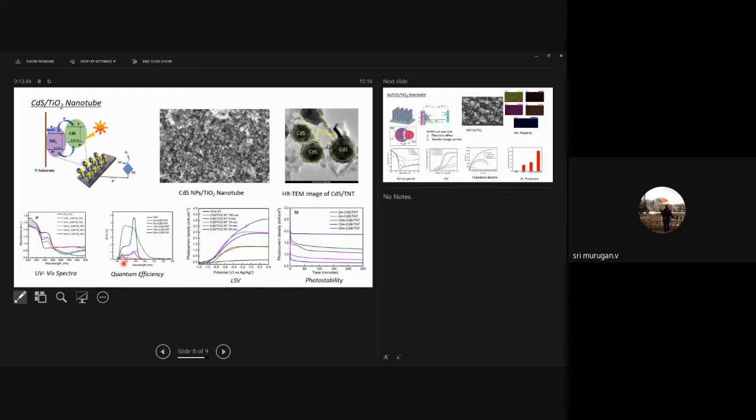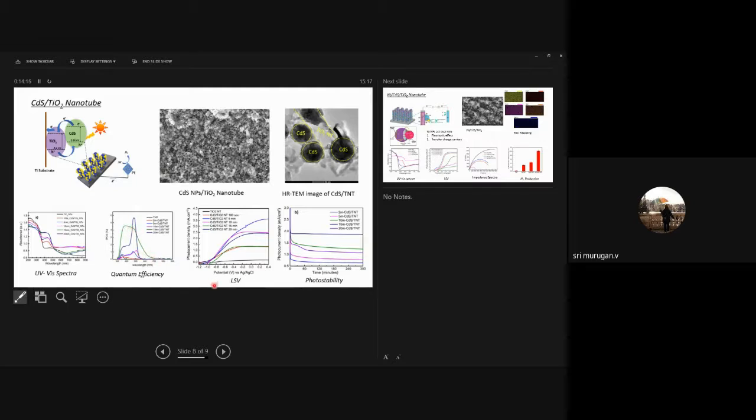TiO2 is an indirect band gap material, maybe Sarah taught you. Because of the indirect band gap, there will be recombination. So once we electrodeposit that CdS nanoparticle, we can see that the absorption limit is also extended, and enhanced electron-hole pairs are also generated. That's why we are getting the better efficiency.